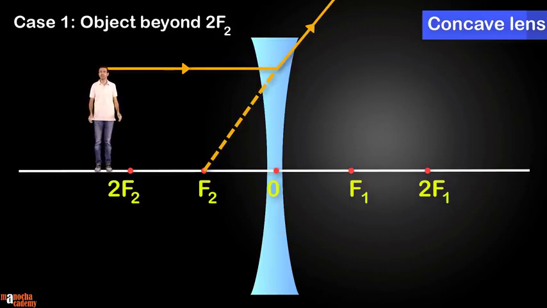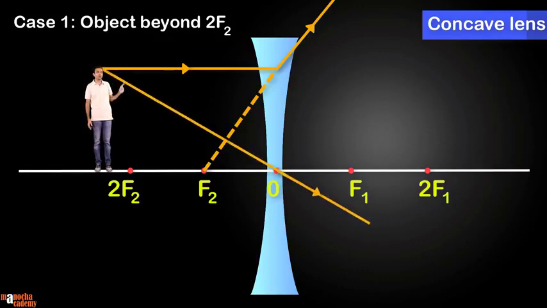For the second ray, let's use rule 2. The ray going towards the optical center goes straight through without being deviated. Now, where do these two refracted rays meet? Since they are divergent rays, we need to produce them backwards. And the point where they meet is the image of my head, because we took the rays from the top of the object. So where are the feet of my image?